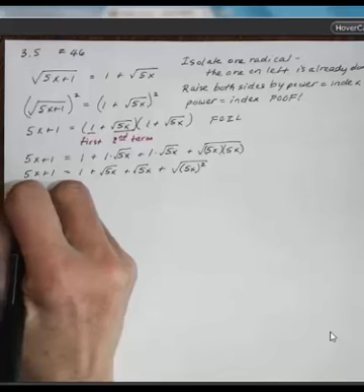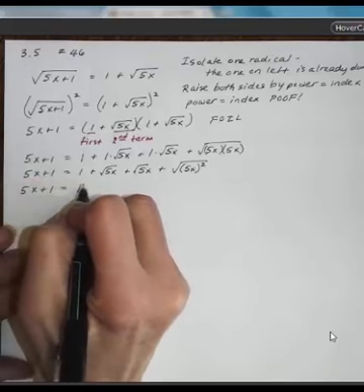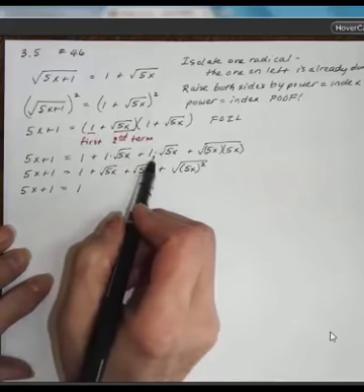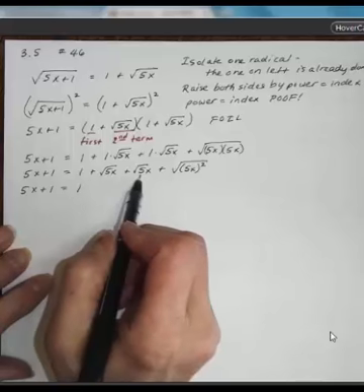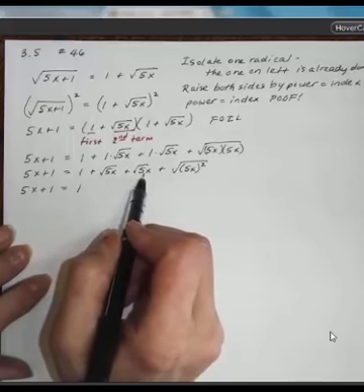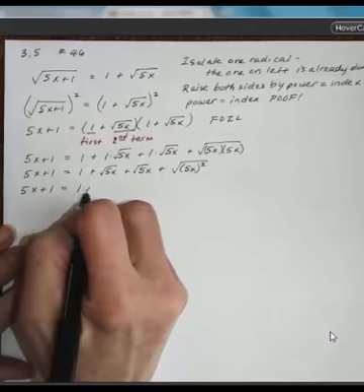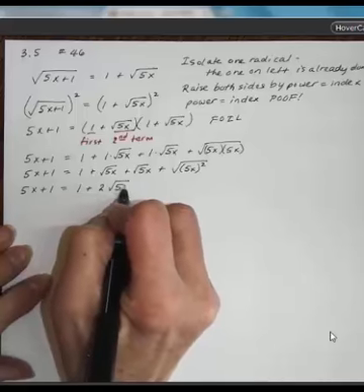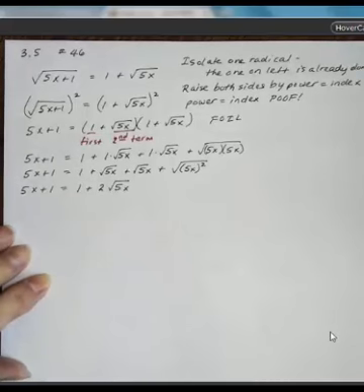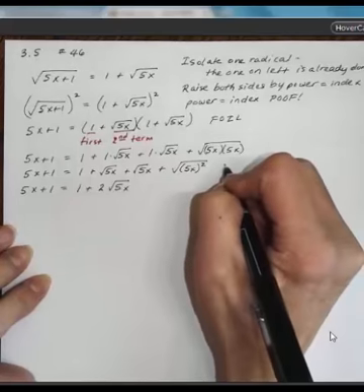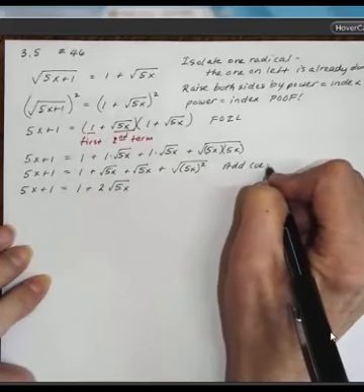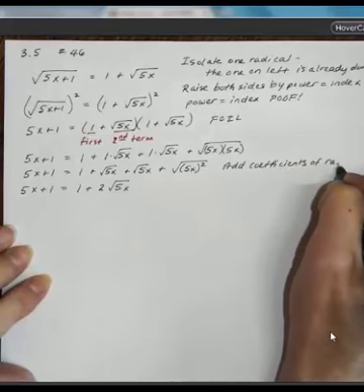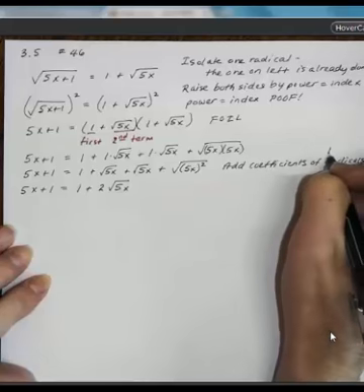Combining like terms on the right side, I end up with 1, and then how many square roots of 5x do I have? Remember, you just add the coefficients. Do not add the radicands. They're just going along for the ride. You're just going to add your coefficients. So I have 1 plus 1, which makes 2 radical 5x's. So add coefficients of like radicals.